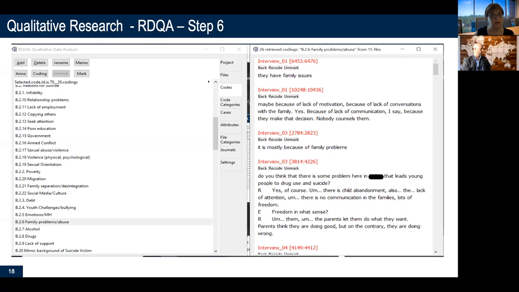I guess it's important to mention that we collected 19 interviews total. So this tells you that in 15 files, that reason was mentioned. In interview 1, someone said they have family issues, and that was coded. A little later in interview 1, they say maybe because of lack of motivation, lack of communication with the family, because they make that decision. And in interview number 3, they say it is mostly because of family problems. You can review, and if some of it doesn't make sense, you can revise it and confirm that your coding is correct.